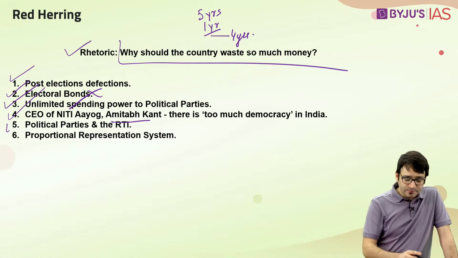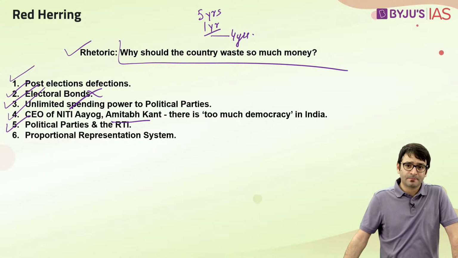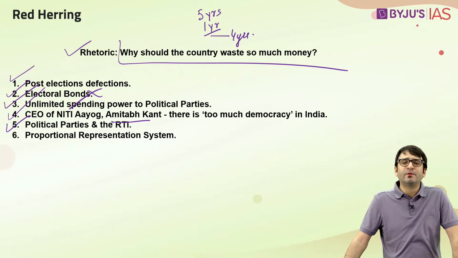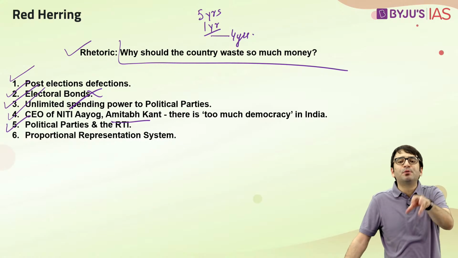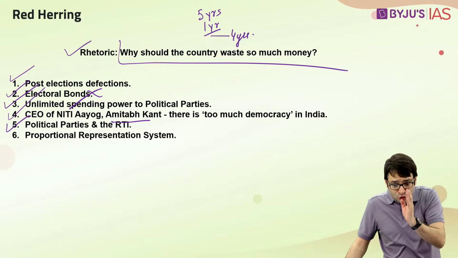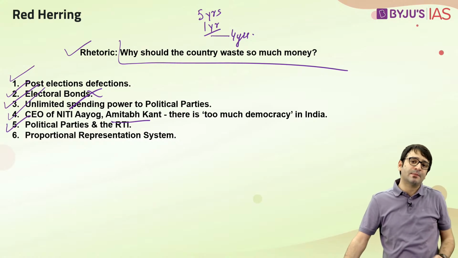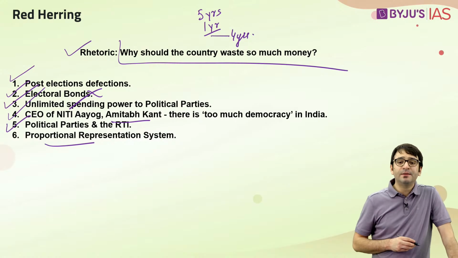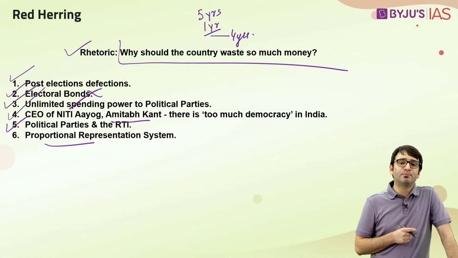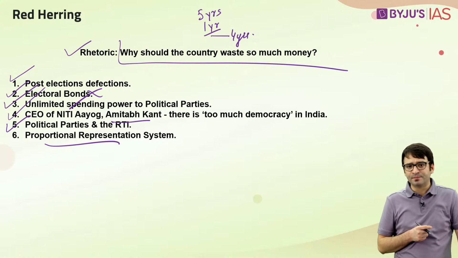Another issue is political parties are still not under RTI, the Right to Information Act. Bring political parties under RTI. That should be our focus rather than simultaneous elections. And lastly, we should have a look at the proportional representation system.